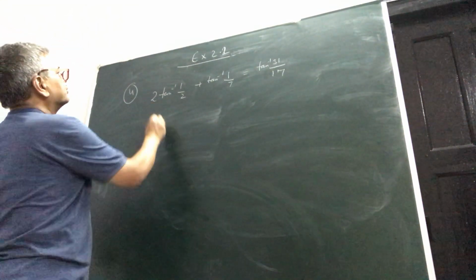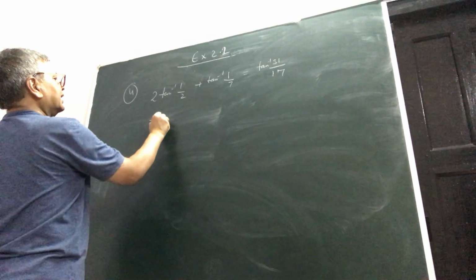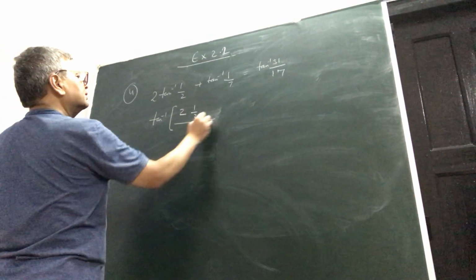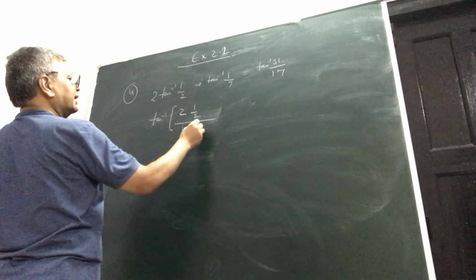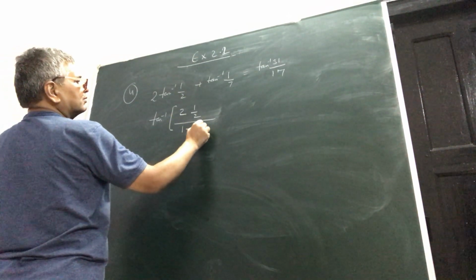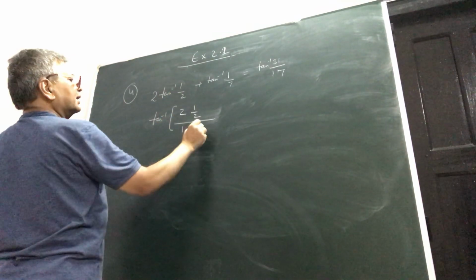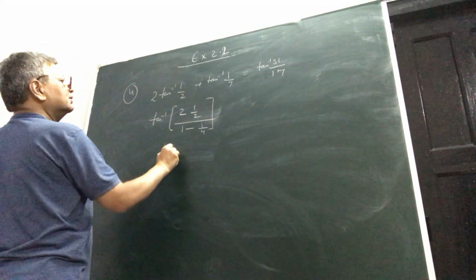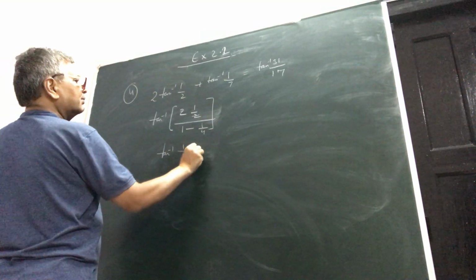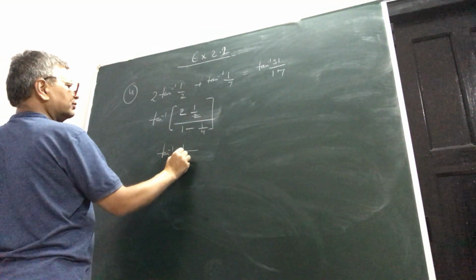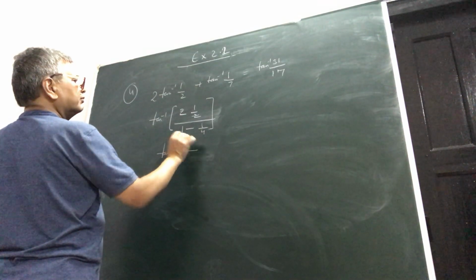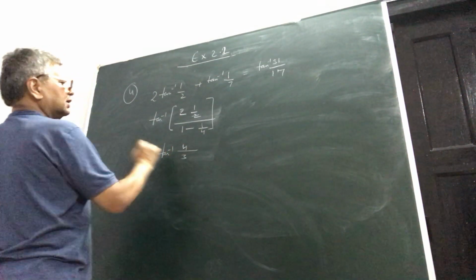Tan inverse of 2 tan inverse is nothing but tan inverse within bracket 2x upon 1 minus x square. X square is what? 1 upon 2 square, that is 1 upon 4. So this will be tan inverse 2 goes 1 upon 1 minus 1, 3 by 4. So it is 3 by 1 upon, so 4 by 3.